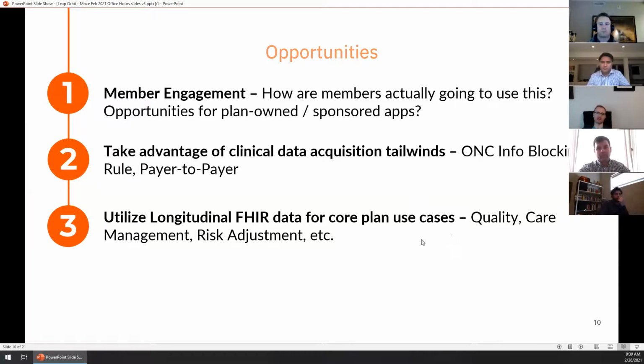The other thing, as Dan said, is that this is an opportunity to use this data for core plan use cases. If you look at things like quality and risk adjustment, having longitudinal FHIR data that is queryable and structured is useful for these use cases. And so if you have a FHIR server and you're not using it for some of these internal things, I think that's a missed opportunity. Maybe it's not what you do on day one, because the compliance date July 1 is coming up. But I think plans are thinking about this, and you want to be using it for these core use cases to really level up how you're doing some of these things.